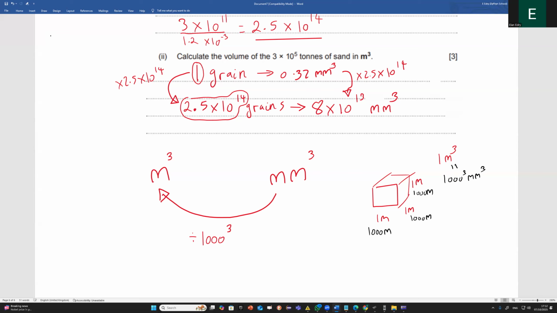So you need to do 8 times 10 to the 13. What is 1,000 in standard form? That is 1 times 10 to the power 3. What would that be cubed? 10 to the 9. So effectively, you need to do 8 times 10 to the 13 divided by 10 to the power 9. We don't really need a calculator for that either. What would that be? 10 to the power 4. So it's 8 times 10 to the 4, and now it's in meters cubed. Is that okay?